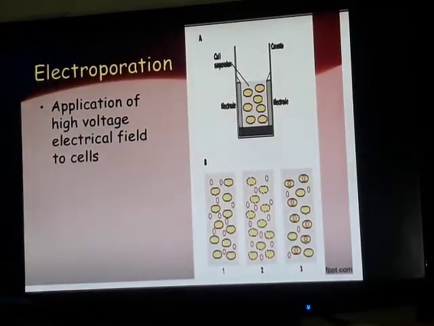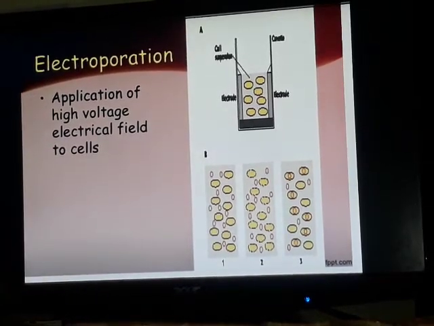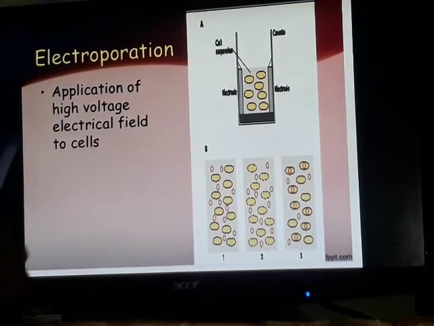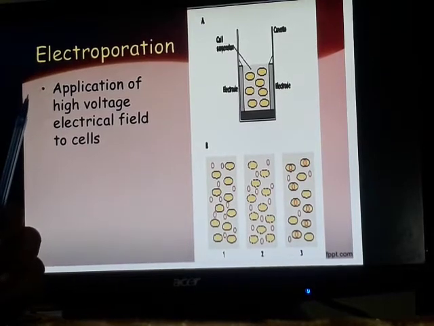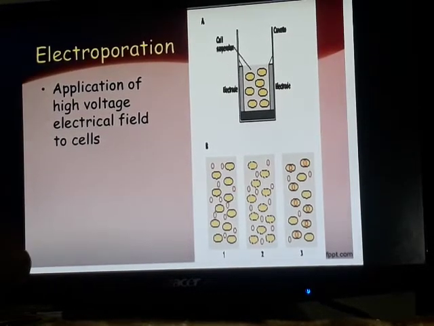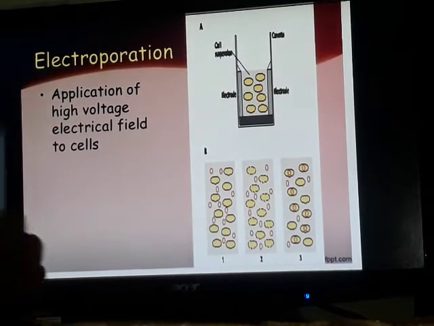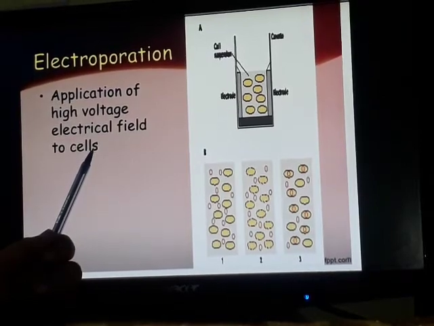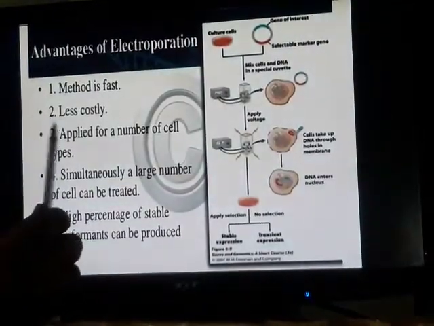Now coming to electroporation. Electroporation is an electric method, where you are subjecting the cell to high electric voltage so that you get pores on that particular cell, and then incubate the DNA with the cell which has been subjected to the high electric field. What is happening? The cell is becoming porous, so it is able to take up the naked DNA. So this is electroporation.